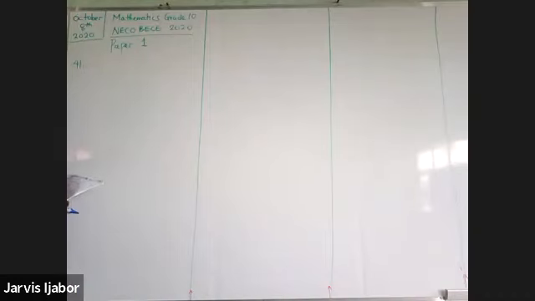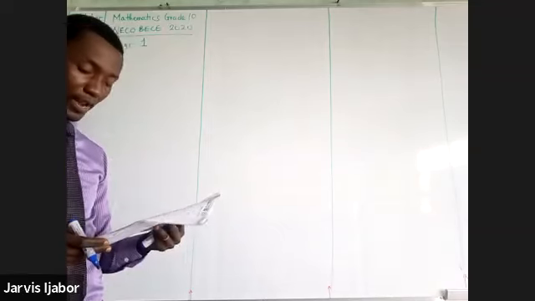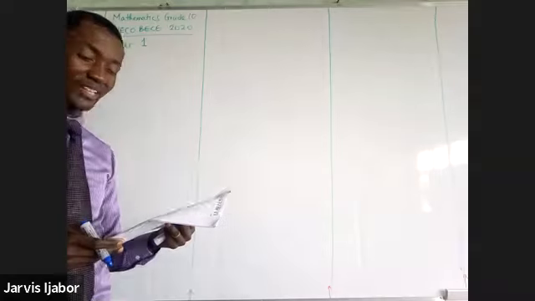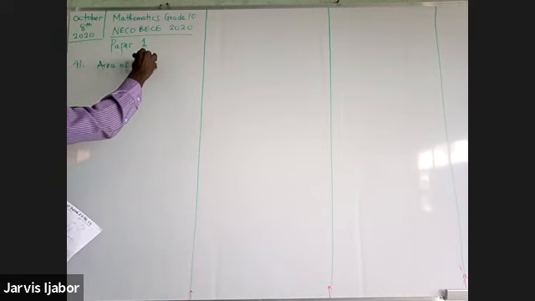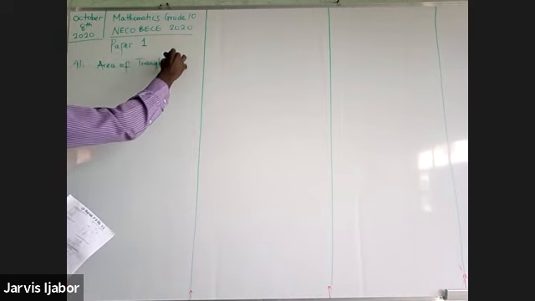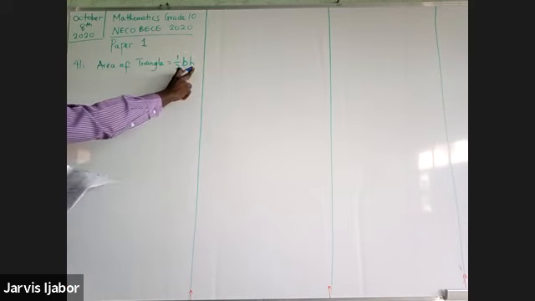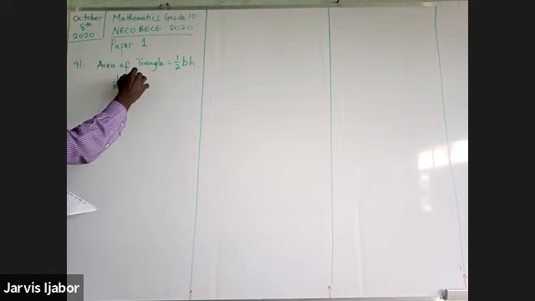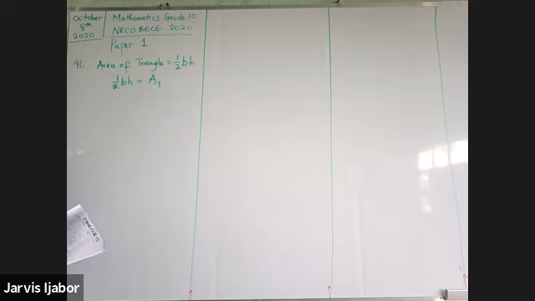Now, for 41, we are told that if the area of a right angle triangle with base 3 cm is 66 centimeters squared, find its height. Now, the area of a triangle is given as half base times height. Base being b, height being h. So we can say that half base times height will be equal to what? The area. Call that A subscript T.